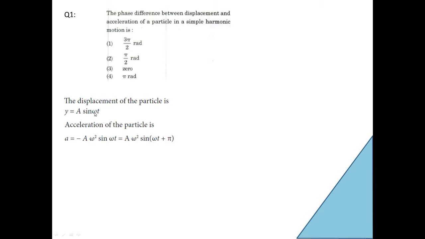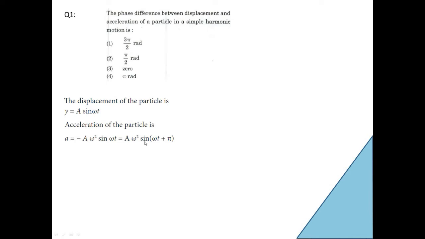The displacement of a particle in a simple harmonic motion, in the simplest way, we can write as y is equal to a sin omega t. Acceleration of the particle, a is equal to minus a omega squared sin omega t. You can get this by differentiating this 2 times with respect to time. But this minus sin omega t, you can write as sin omega t plus pi. Sin omega t plus pi will come in the third quadrant, therefore there will be a minus symbol. So minus sin omega t will be equal to sin omega t plus pi.